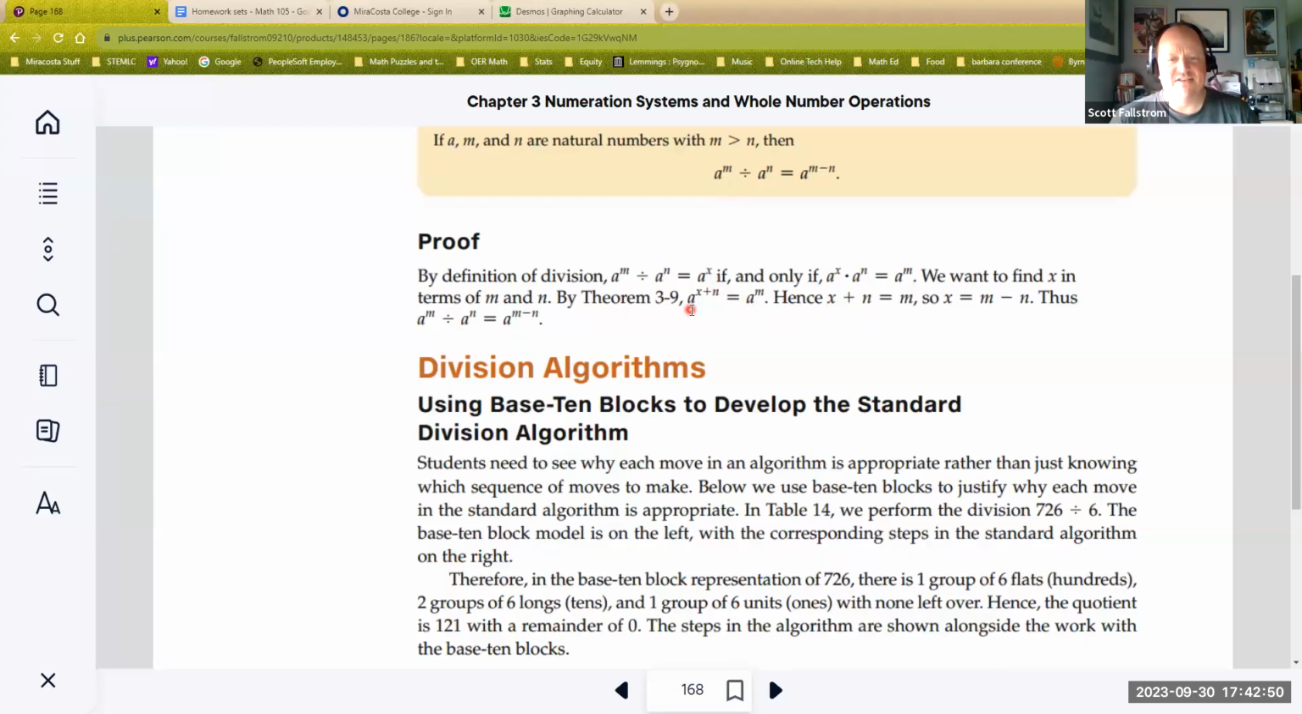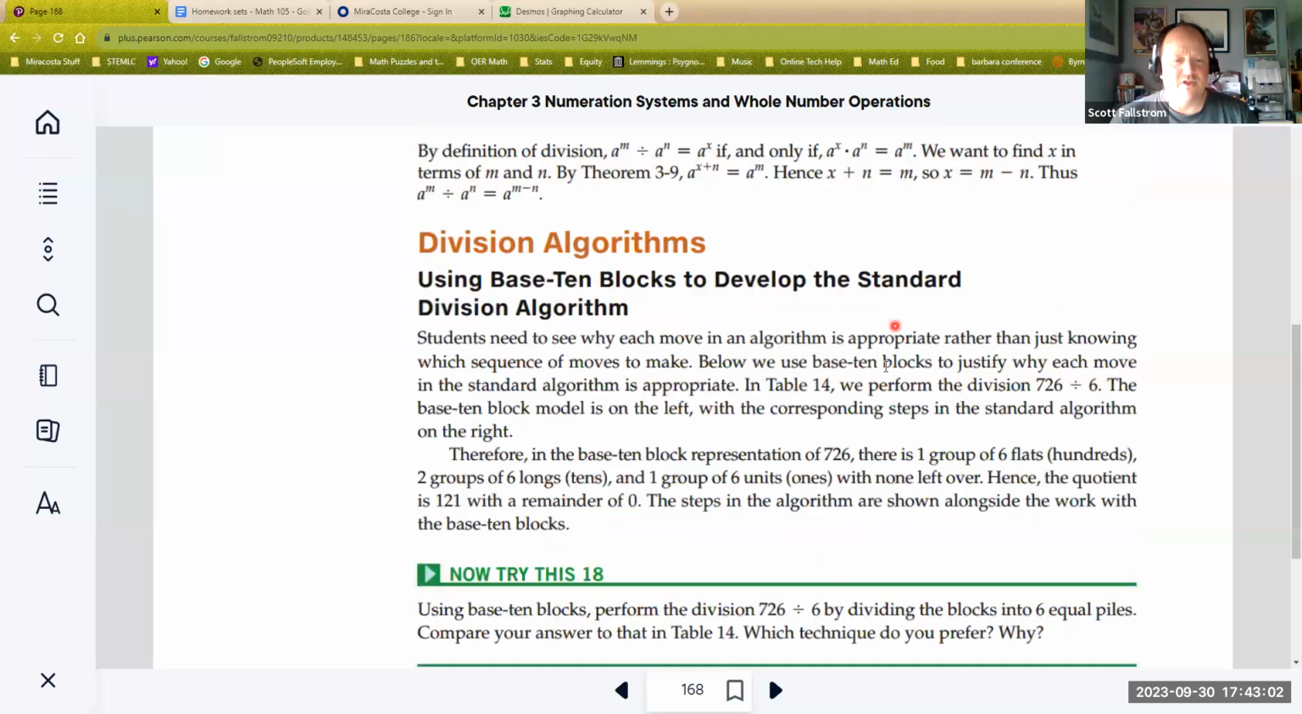And now since you have the same base, the exponents must be the same. So x plus n has to equal m. You subtract on the other side. So your x, which is your exponent, must be m minus n. And that's exactly what we see in the formula.